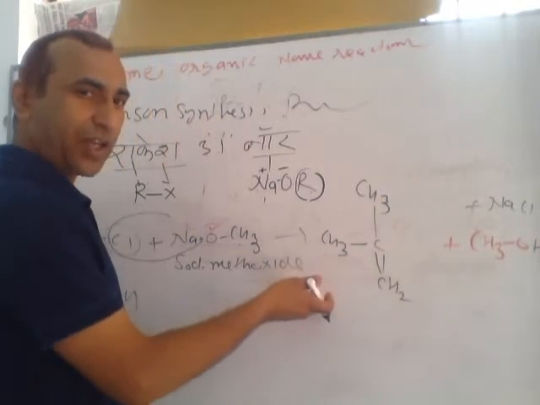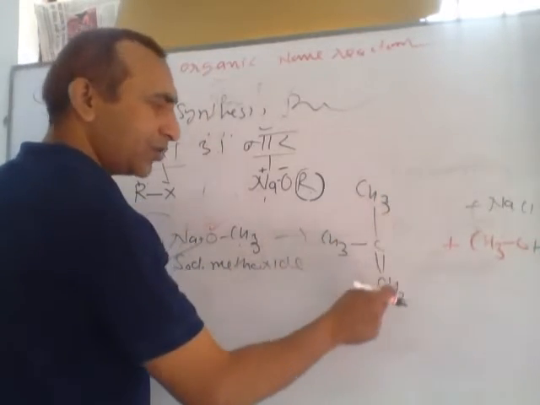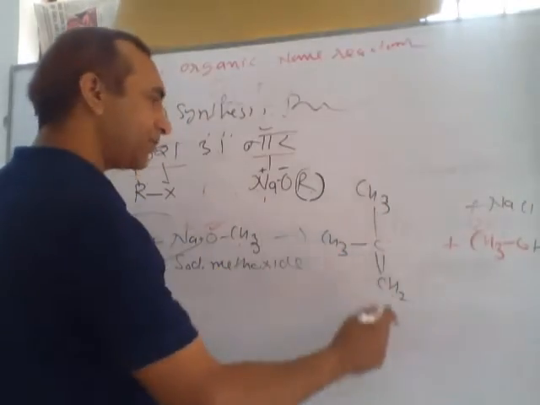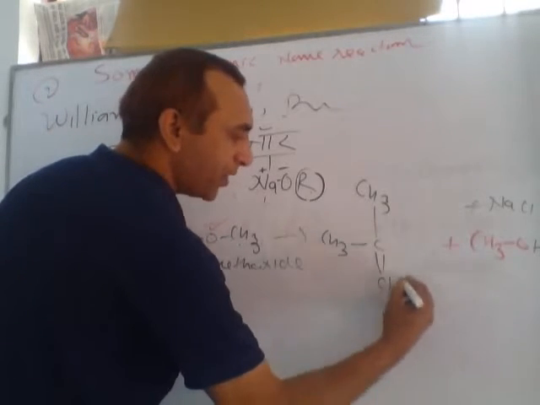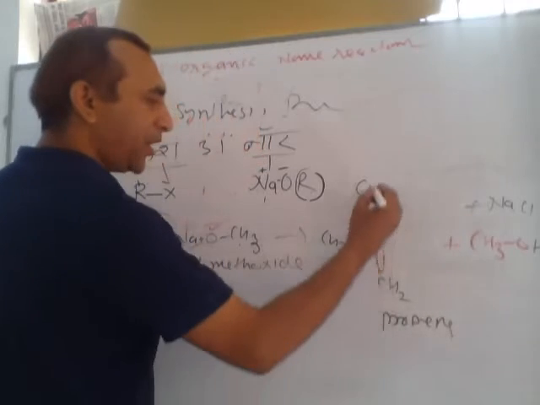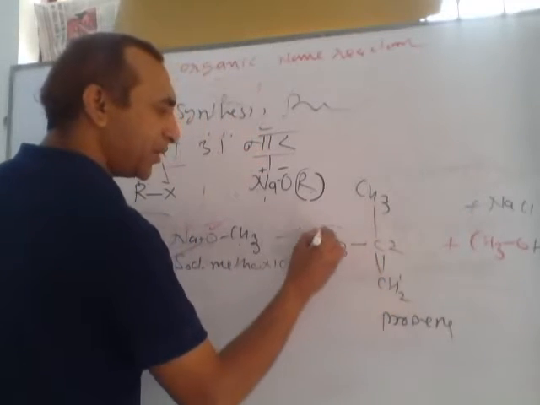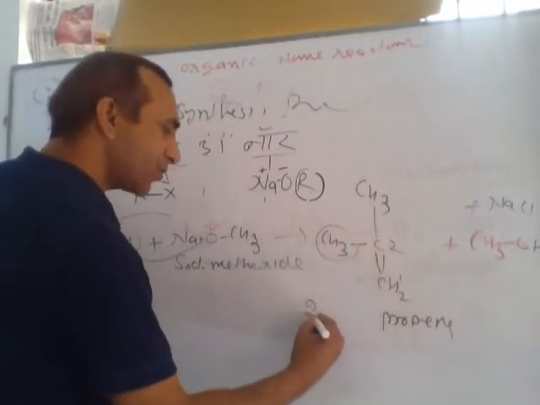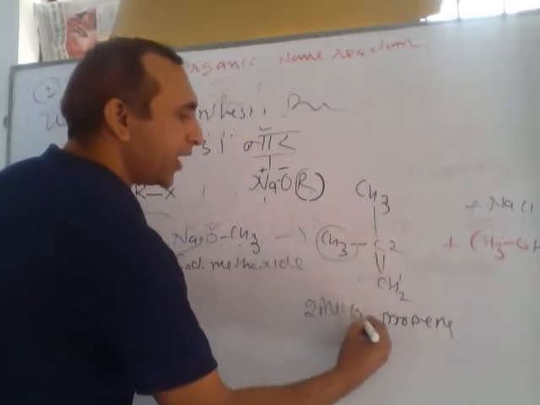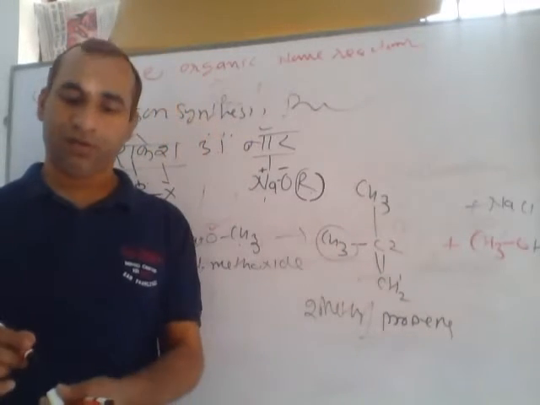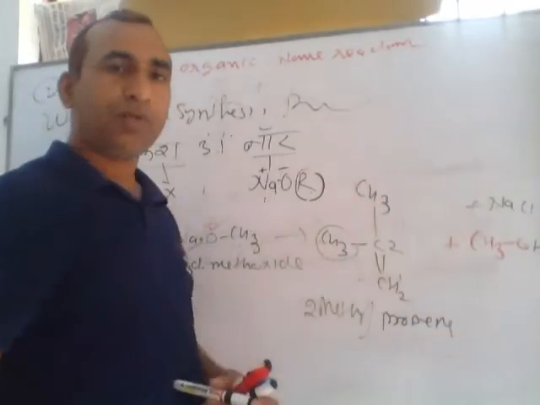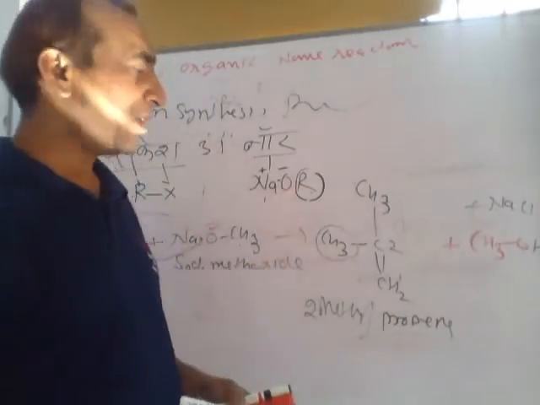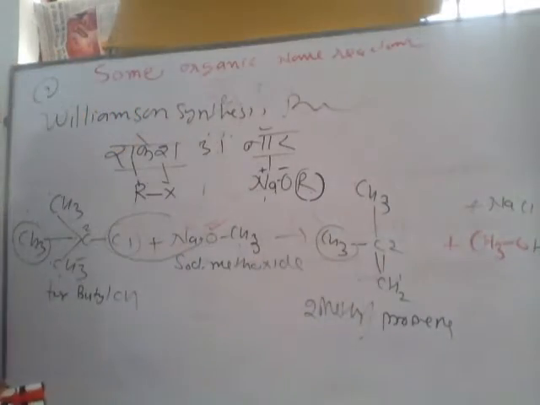This is the alkene. There are 3 carbons in the total chain, so a 3-carbon chain with a double bond is called propene, and in propene, on the second carbon there is a methyl. So its name is 2-methylpropene. We can also say this is isobutene. Butene means 4 carbons, so it is isobutene as well as 2-methylpropene.